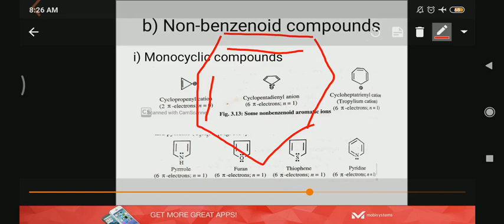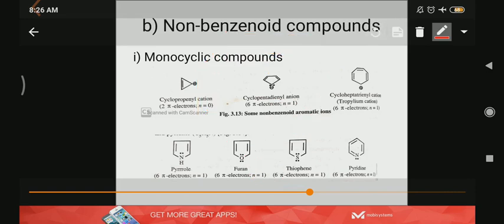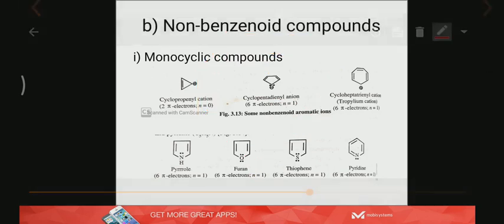Now we take some other examples here. Again monocyclic, but these are heterocyclic compounds. What is a heterocyclic compound? All the compounds which we discussed so far are carbocyclic, that means only carbon atoms in the ring. There are heterocyclic compounds where the ring contains some heteroatoms like nitrogen, oxygen, etc. Here we have examples: pyrrole, furan, thiophene, pyridine, etc.